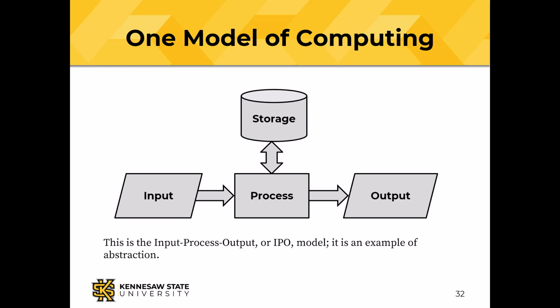We can think about computing that way, and all of the details about CPU and RAM and gigahertz and all of that stuff is abstracted away. It is not important to this mental model, although it is important to some others. This mental model does include storage because almost no processing takes place without storage these days.